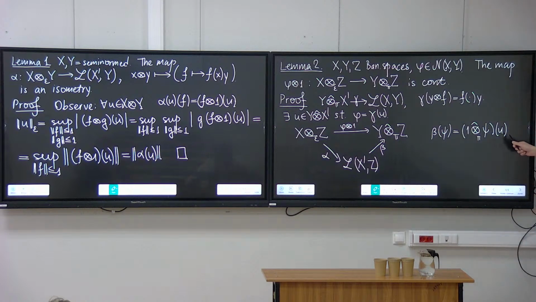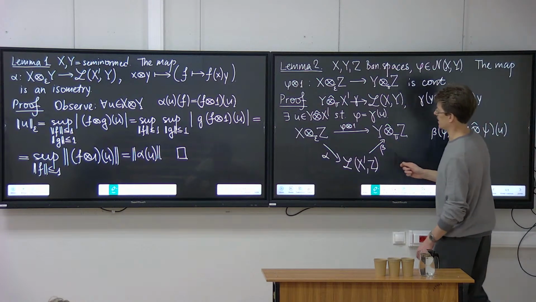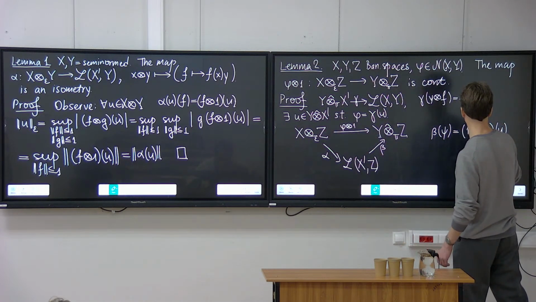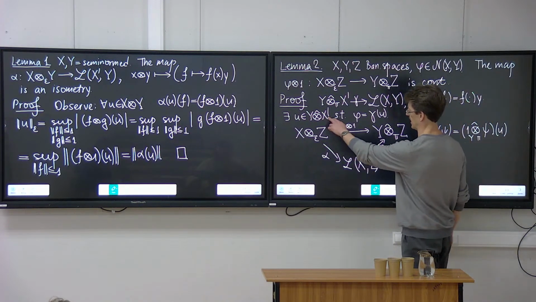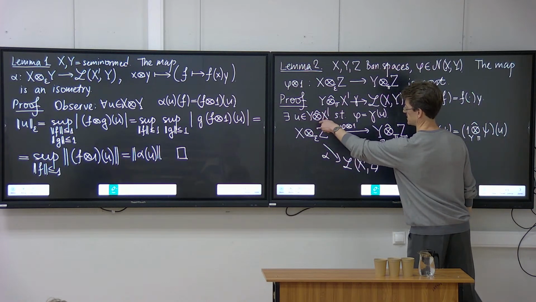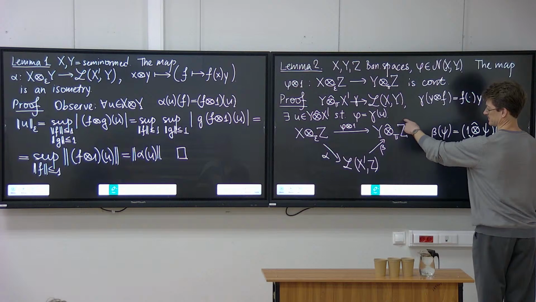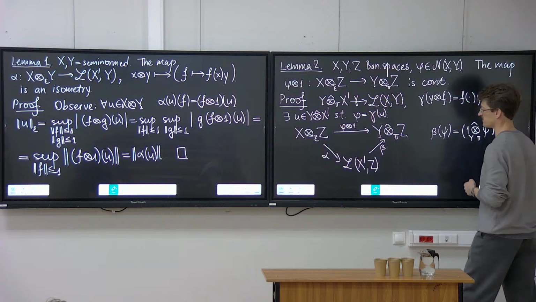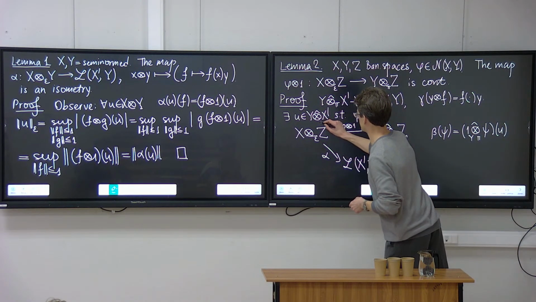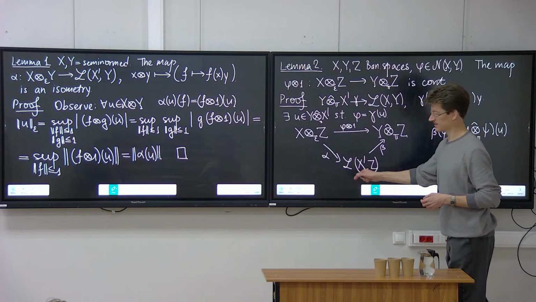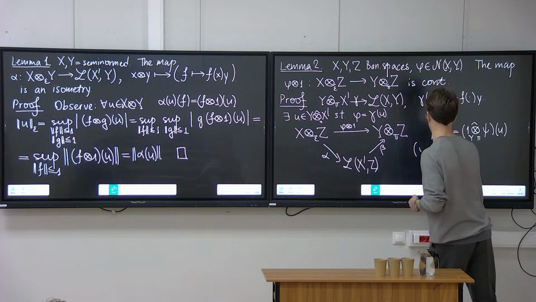So what does it mean? This is well defined because u sits in here, and one tensor psi. So psi takes x prime to z, and one tensor psi takes this space to y tensor z. So indeed, this element sits in this space. This is an element in here. Psi is an arbitrary operator from x prime to z.